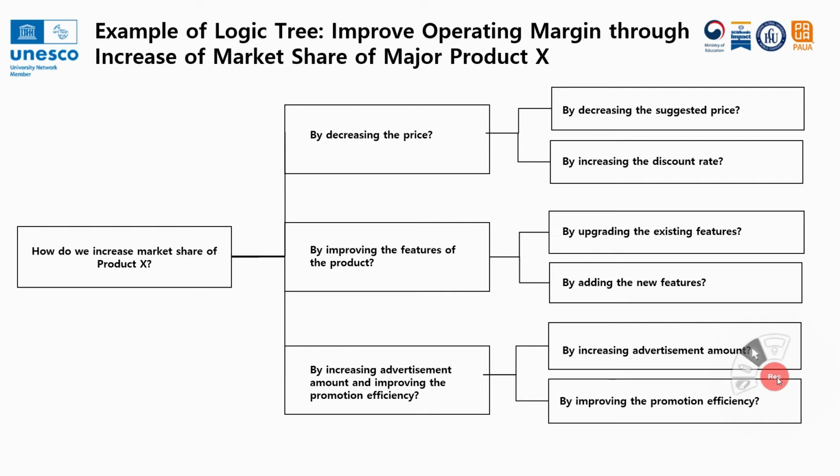And we may explore a little bit deeper level. For example, decreasing the price can be divided into two different ways. One is decreasing the suggested price to the customers, and another way of decreasing the price is increasing the discount rate. Decreasing the suggested price means our suggested price was $100 per unit, and now we simply decrease the suggested price to $50. Another way of decreasing the price is by increasing the discount rate. That means our suggested price is still $100 per unit, but we give a 50% discount. That means the customers will pay only $50 per unit.